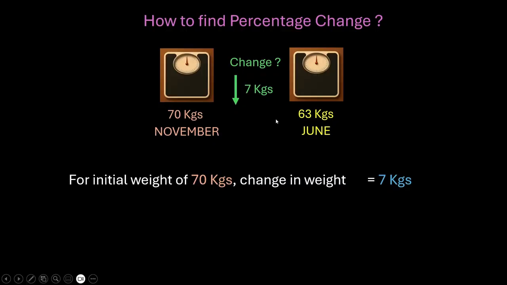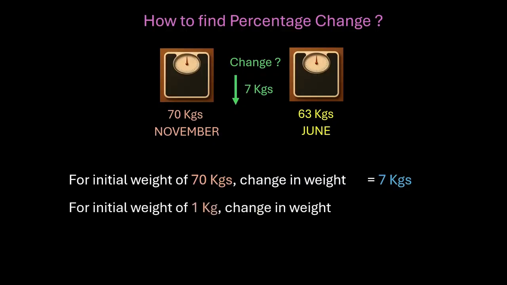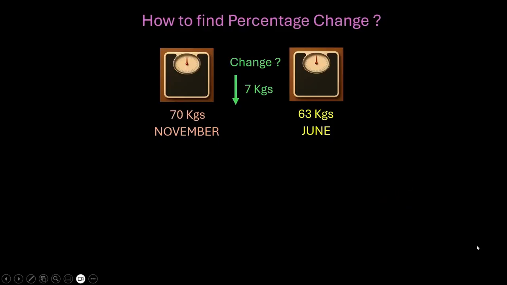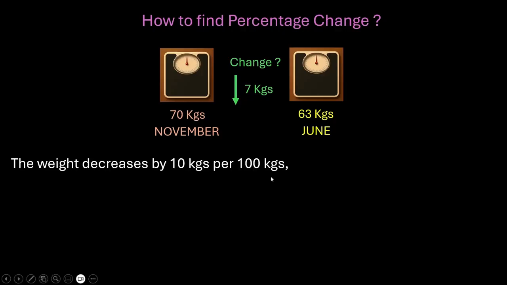Now let's use the unitary method here. For initial weight of 1 kg, the change in weight would be 7 by 70, right? Since we need to find percentage change, that means out of 100. So for initial weight of 100 kgs, the change in weight would be 7 by 70 into 100. 7 into 10 is 70, so that is 100 by 10, which is 10 kgs. So for a weight of 100 kgs, the change is 10 kgs. That means the weight decreases by 10 kgs per 100 kgs. That is 10 by 100 or 10%.